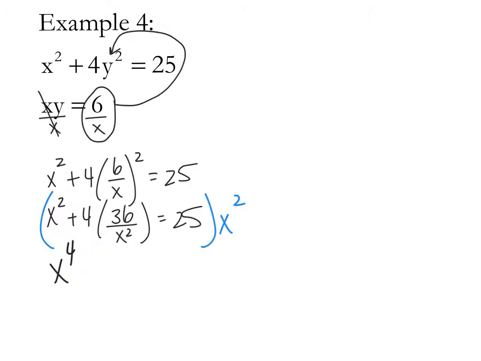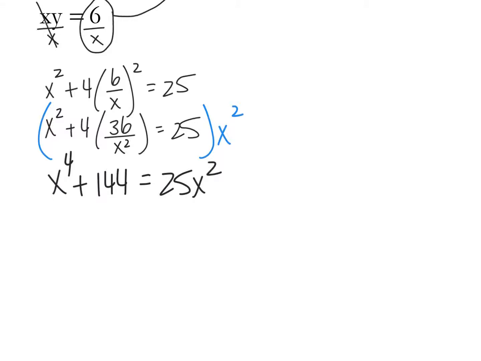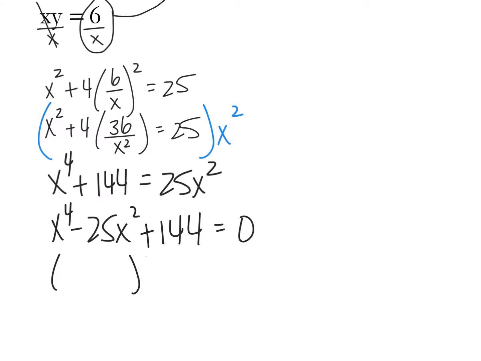And when I do this x squared times this x squared, the x squareds cancel, and I just have 4 times 36, which is 144. And then when I do the 25 times x squared, I have 25x squared. Still kind of strange, which is why I wanted to finish with a weird problem like this. Let's set it equal to 0. Oops, that's going to give me minus 25x squared plus 144. And this actually does factor.